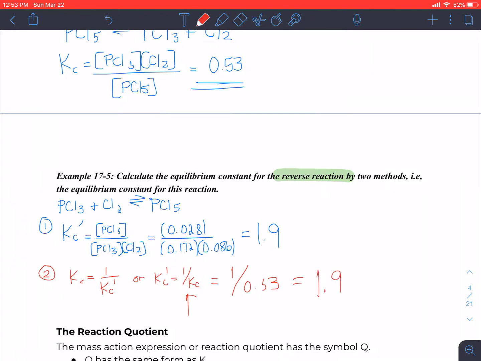So you have two ways that you can solve this type of question. You would use the first one, maybe if you had the given concentrations. The second method was, let's just say that a problem gave you this value here. Okay, and they say calculate the equilibrium constant for the, sorry, not that value. It would be this value here. Let's say a problem just gave you the equilibrium constant for a reaction, and they didn't give you the concentrations themselves. You could just do the inverse of that to get the equilibrium constant of the reverse reaction.